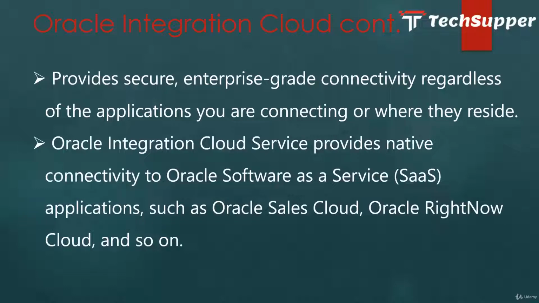Oracle Integration Cloud service provides native connectivity to Oracle software as a service, which is SaaS applications such as Oracle Sales Cloud, Oracle RightNow Cloud, and so on. So in Integration Cloud, there are out of the box adapters which allow us to connect to Oracle SaaS applications such as Oracle Sales Cloud, Oracle RightNow Cloud, and so on and so forth. So apart from these Oracle SaaS applications, there are inbuilt adapters in the Integration Cloud which help us to create connections with non-Oracle applications such as Salesforce, and Microsoft applications adapters are also there, like the email adapter, right? We can use Microsoft contact adapters in order to connect with Microsoft applications as well. So there is native connectivity which helps us to create integration with these applications.